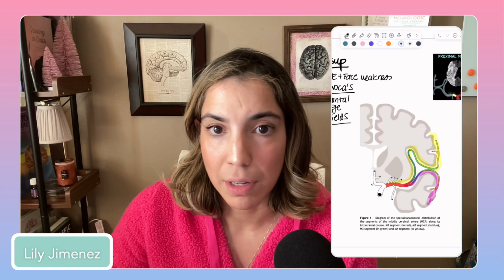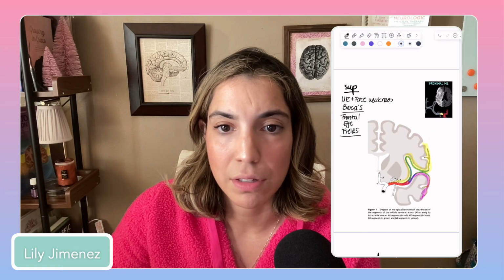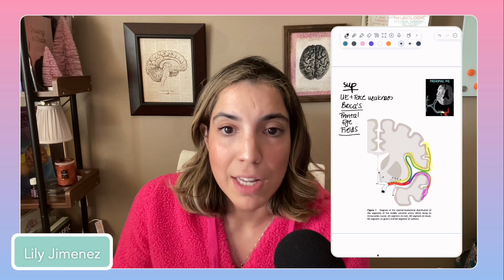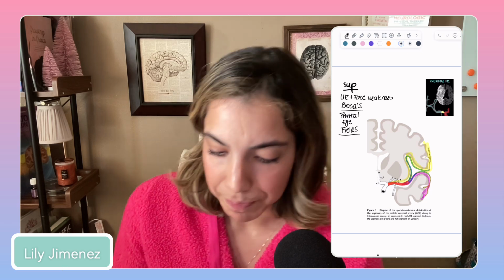The frontal eye fields. Okay, so upper extremity and face weakness, Broca's, and frontal eye fields.